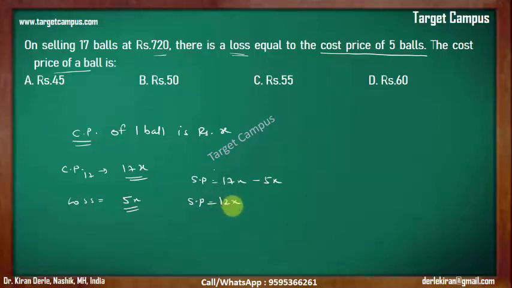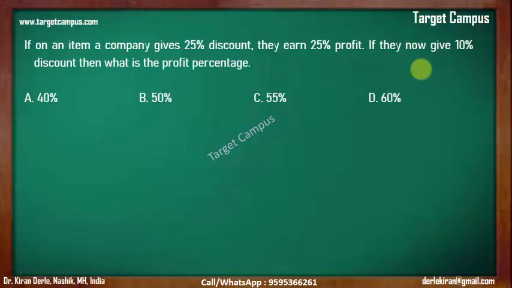This is 12x. So this is equivalent to 720 as per the question, that selling price is equal to 720. So x is equal to 60. X is 60. So what is x? X is the cost price of one ball. And what is asked? Cost price only. So option D. Next one.